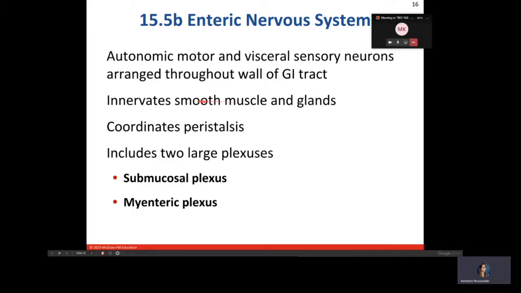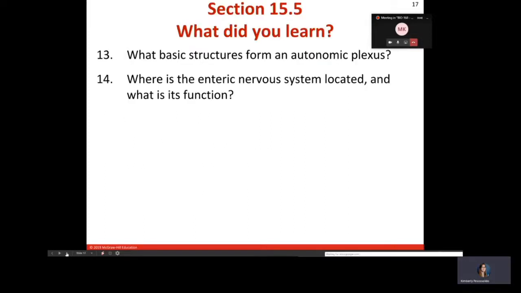That innervates the smooth muscle of the GI tract and the glands, and it helps coordinate peristalsis so that your GI tract can work and coordinate its own peristalsis, so you don't have to consciously think about it. And it includes two large plexuses, the submucosal plexus, which is in the submucosal layer of your GI tract, and the myenteric plexus, which is in the smooth muscle layer of your GI tract. And we'll mention this and see examples of it in our digestive tract lectures in 169.